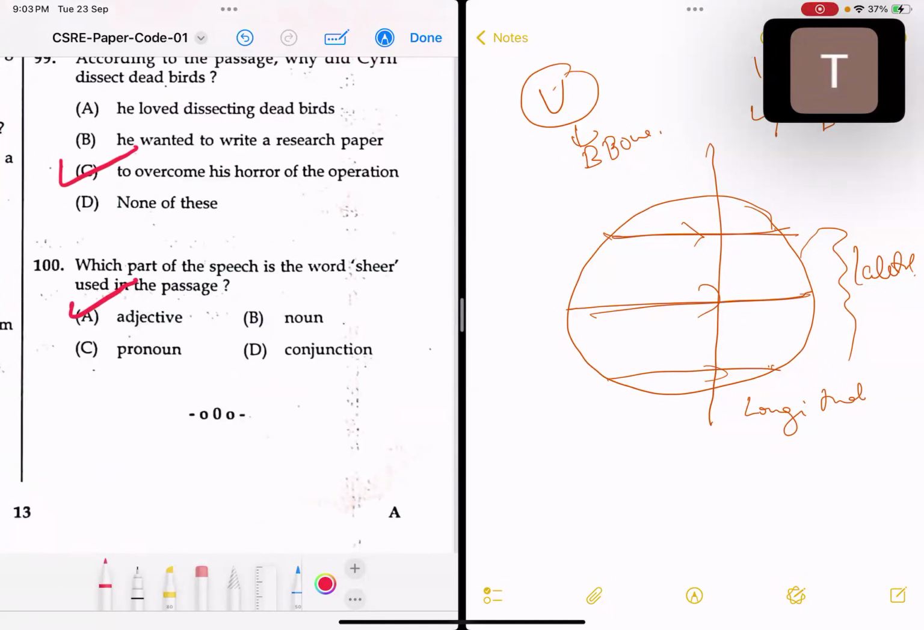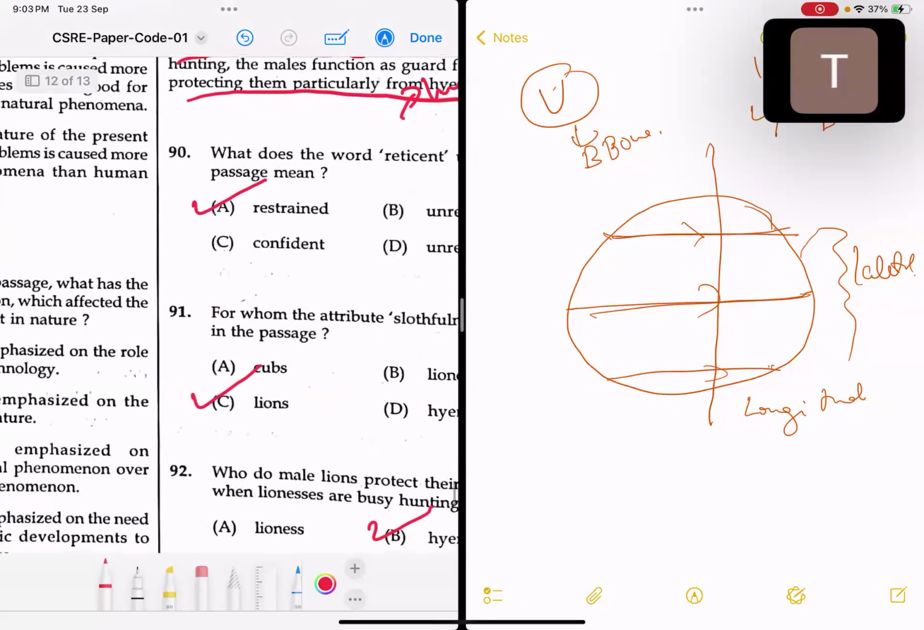So these are the 100 questions that have been asked in the CSRE examination 2022.